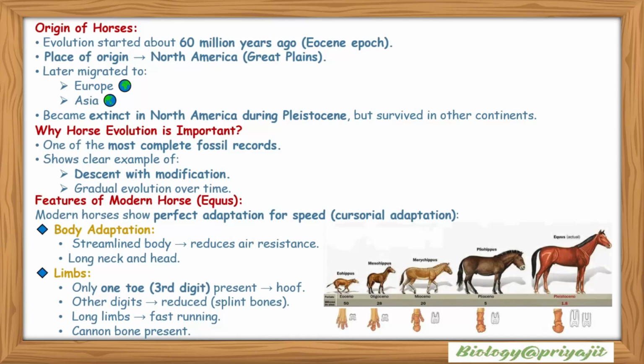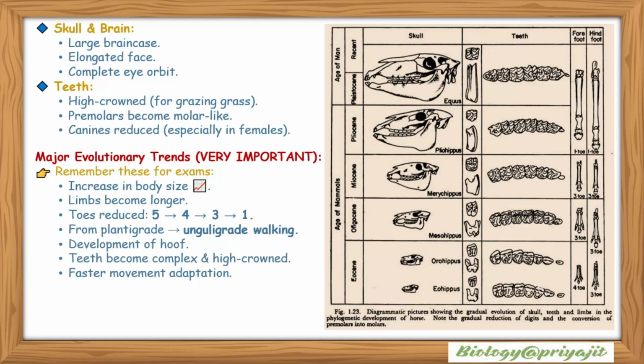Cannon bones were present. Skull and brain: they had a large brain case, elongated face, and complete eye orbit. Teeth were high crowned for grazing grass. Premolars become molar-like. Their canines were reduced, especially in females.